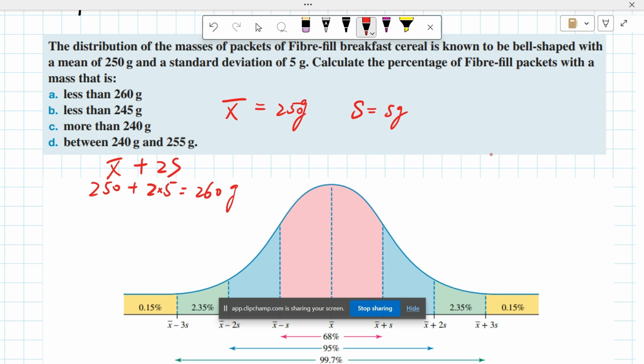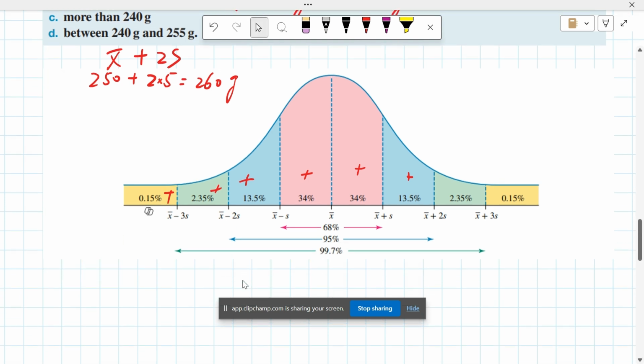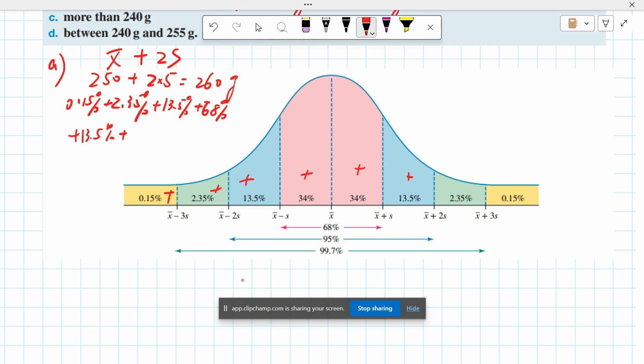That's 2 standard deviations. Then we add them together: 0.15% plus 2.35% plus 13.5% plus 68% plus 13.5%, and that's it. That equals 97.5%. Yeah, perfect.